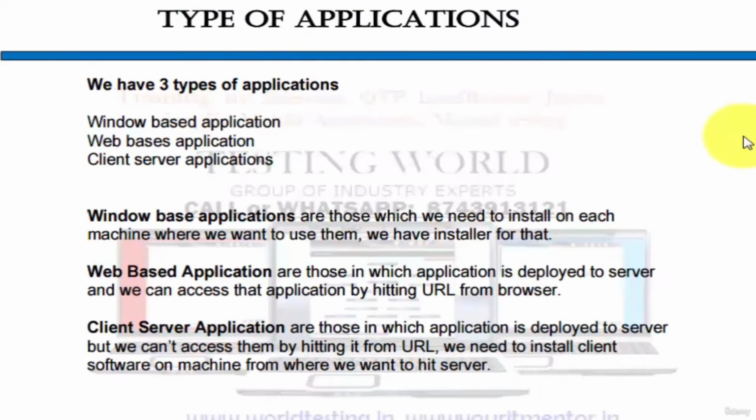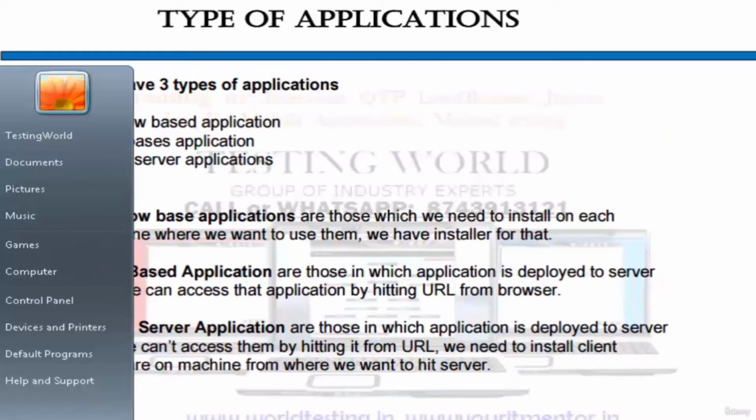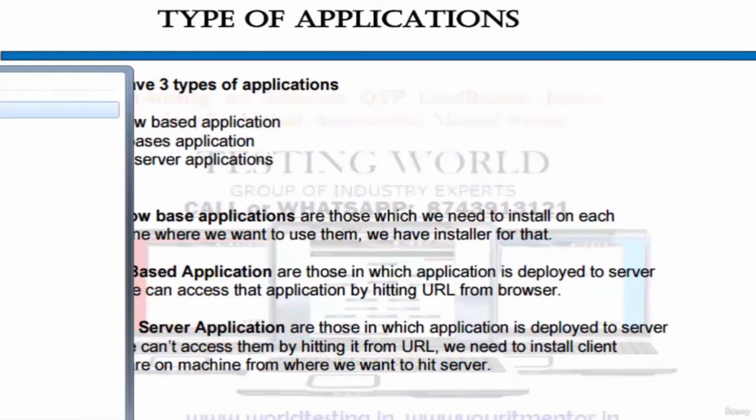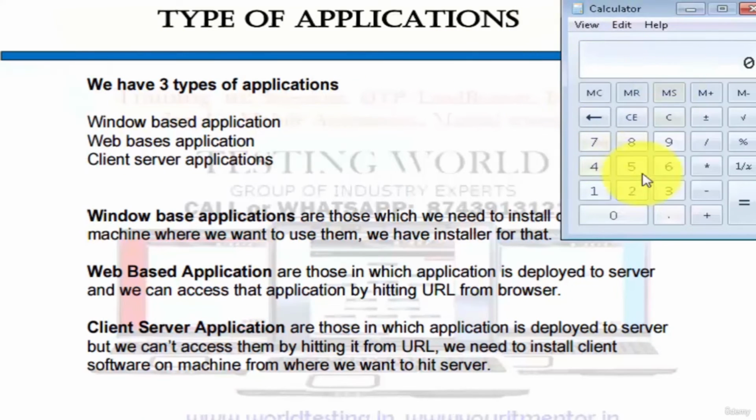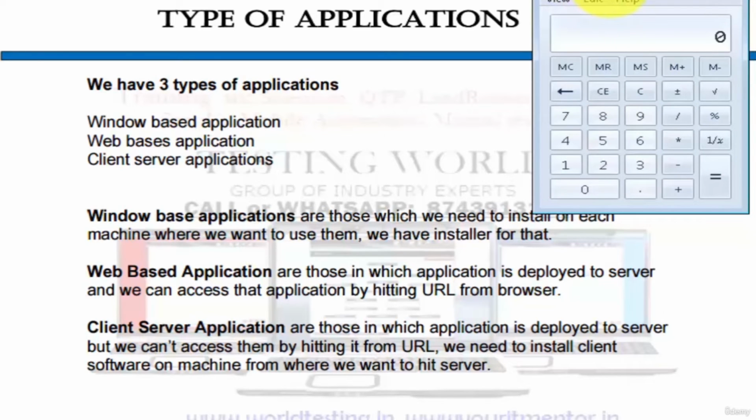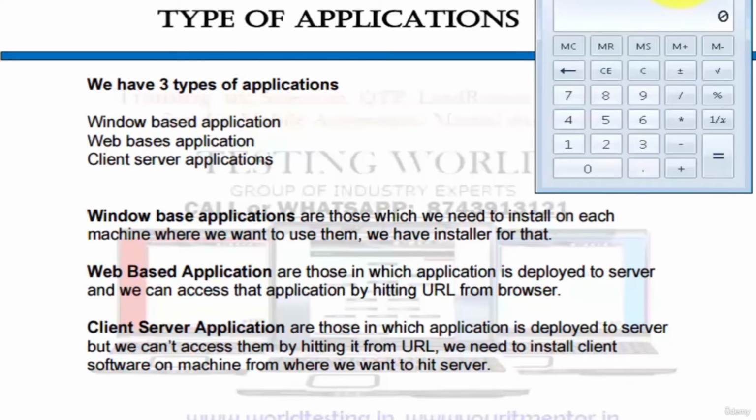I'll give you a few more examples, like if you talk about calculator. Calculator is a window-based application. We can use this application on the system on which it is installed. That calculator is installed on my system, so I can use it. If you want to use it on any other system, we will have to install it on the other system as well. That kind of application is called a window-based application, meaning installed on one system, can be used on the same system only.